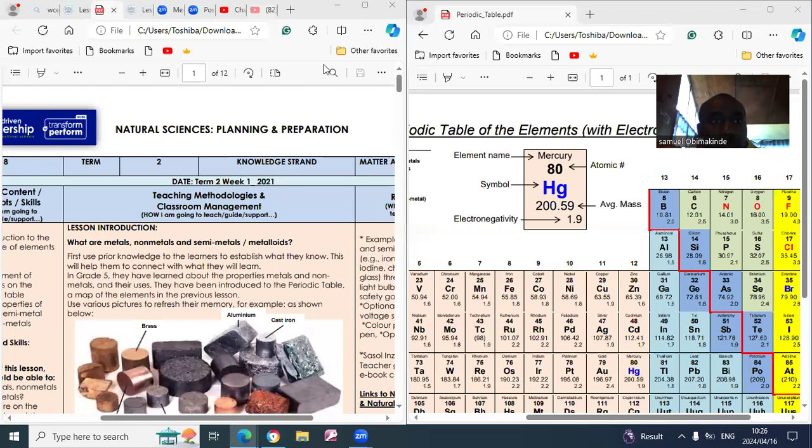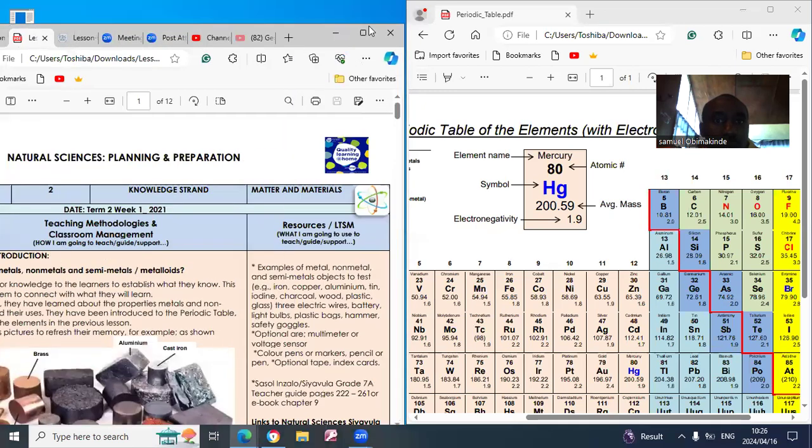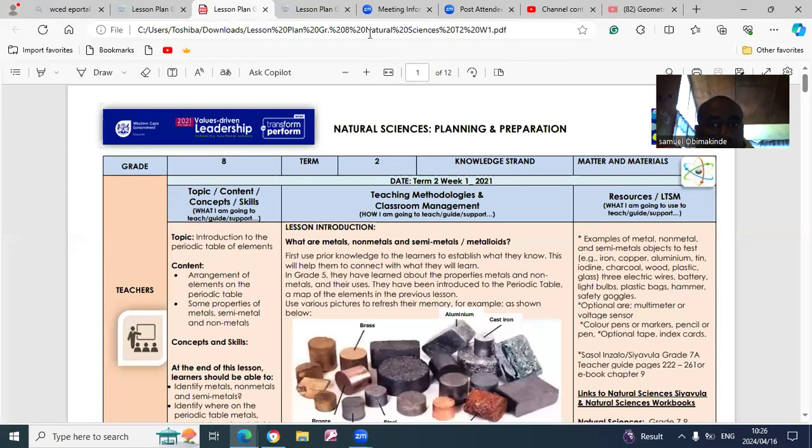Okay, learners. So for this week, we'll be looking at elements in the periodic table. And we have different elements in the periodic table. We have metals, we have non-metals, we have semi-metals, also known as metalloids. So that is what you have here.